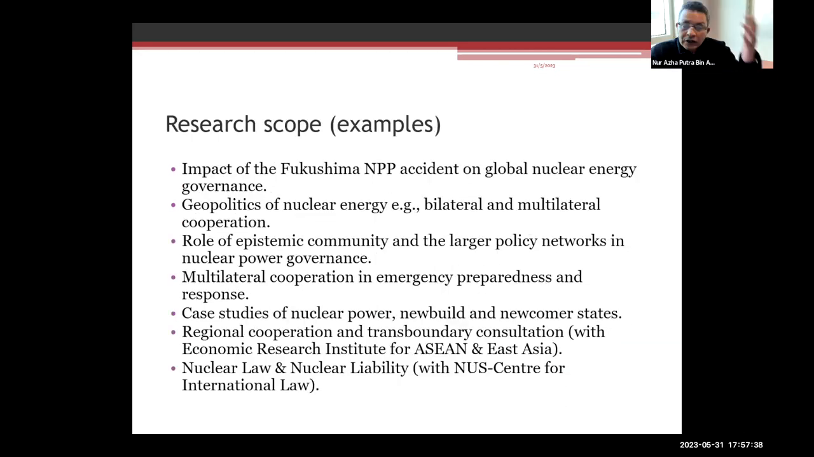Now, the scope of work that we do, this slide here gives you an example of some of the work that we have done. We look at the impact of Fukushima on global nuclear energy governance. We look at the geopolitics of nuclear energy, the sort of bilateral, multilateral cooperation out there. And we look at the role of epistemic communities and the larger policy networks. We look at emergency preparedness and response as well. We undertake case studies of the nuclear governance framework at the national level in new build and newcomer states. We also study regional cooperation and transboundary consultation with other think tanks. And we also look into nuclear law and liability.